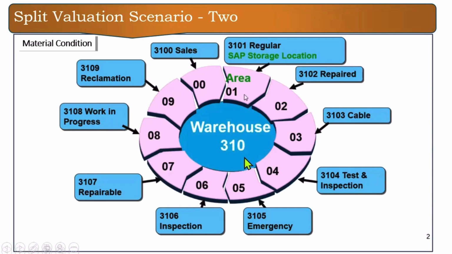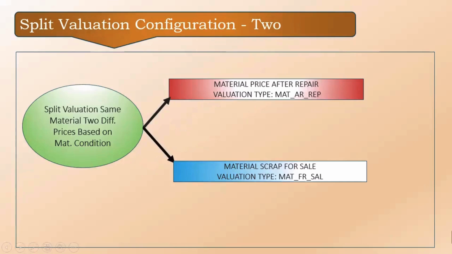Okay, so what we are doing now, we are taking two materials: the material that is repaired, and the material that is for sale. So these two material types will take 02 and 00. One is repaired material. After the repair, if it's not in working condition, they scrap it, then they will sell it. So they have two different prices. That's what scenario 2 is.